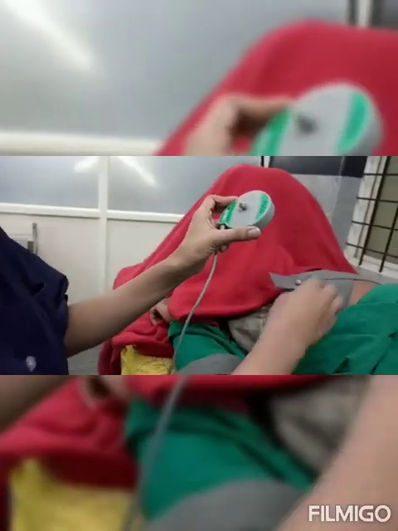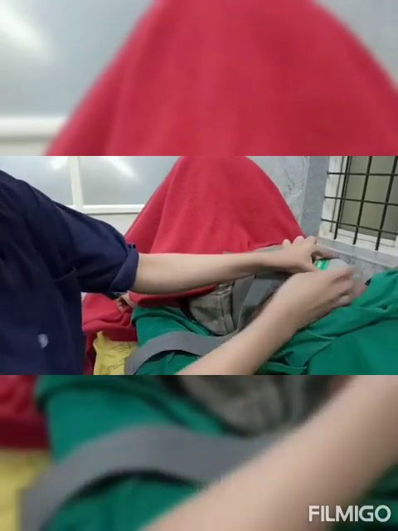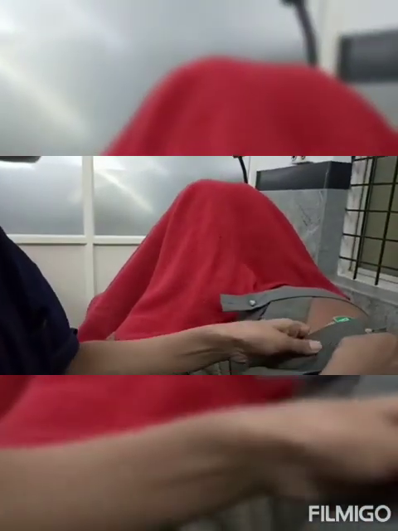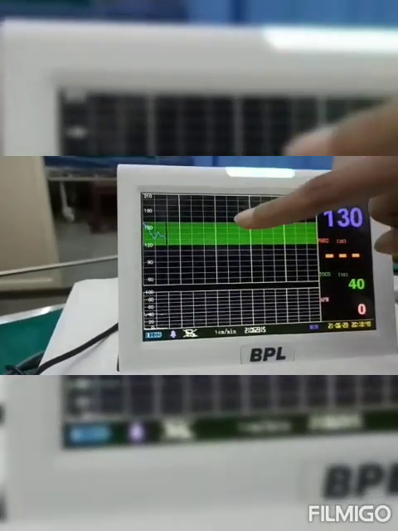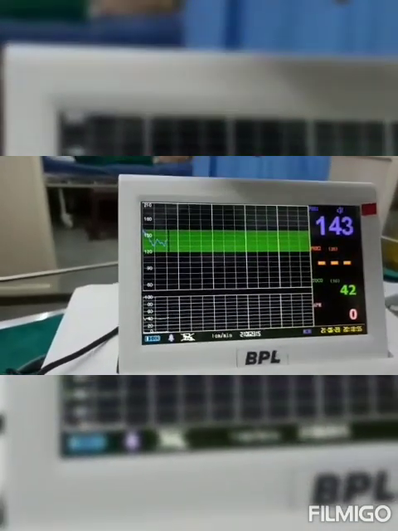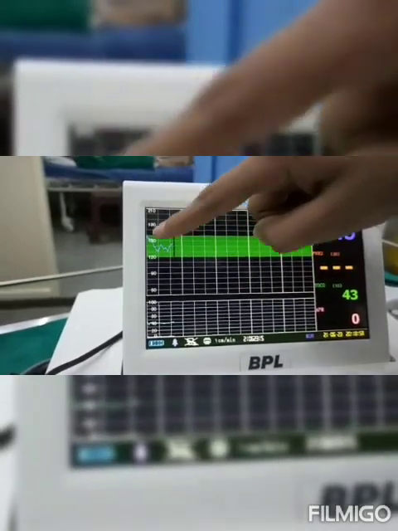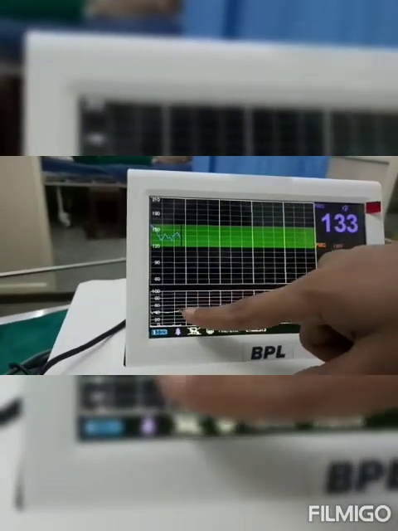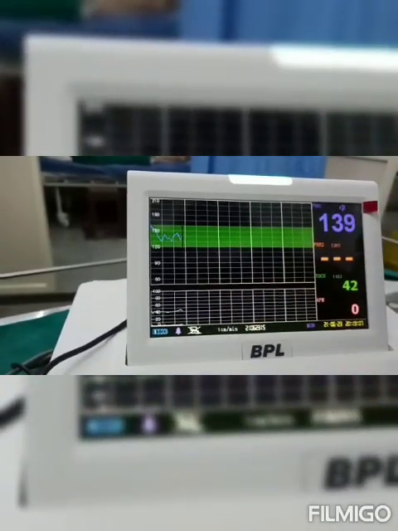Toco probe should be placed over the fundus of the uterus. The Toco probe will be placed over the fundus of the uterus. That will record the maternal uterine contraction. This CTG paper will have the fetal part and maternal part. In fetal part, FHS and time are recorded. In maternal part, it records the maternal uterine contractions.